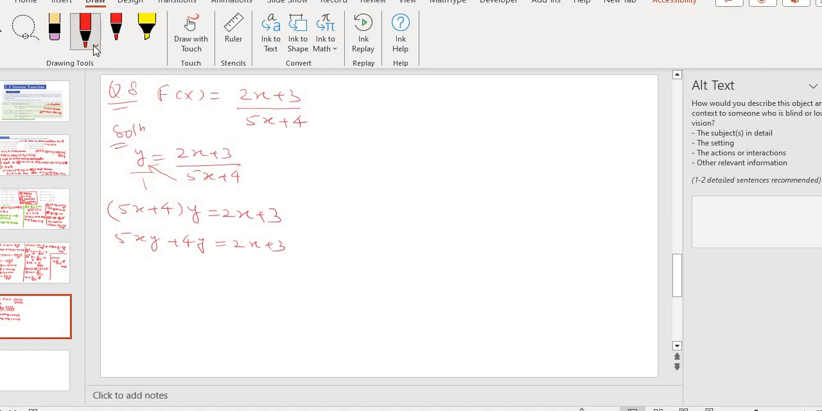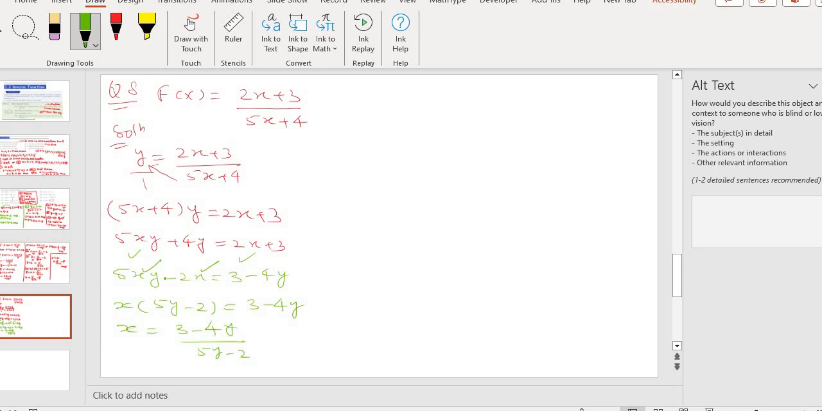Here we need to gather all the x terms. X is here, x is here, so keep them on one side. When you move 2x it becomes minus 2x. The 3 is here, so plus 3, but when you move 4y it becomes minus 4y. Now x is common, so keep it outside, and the remaining part is 5y minus 2 equals 3 minus 4y. Therefore x equals (3 - 4y) divided by (5y - 2). This is your step number 2, solve for x.